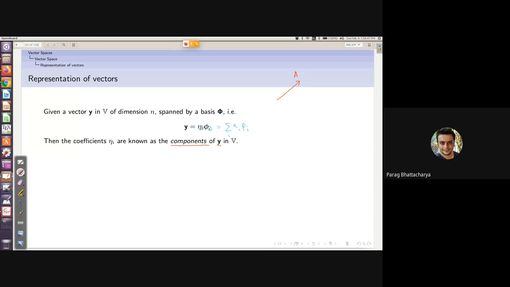The components are AX, AY, and AZ. You take the component AX and multiply it with X cap, you take the next component and multiply it with Y cap, and you take the third component and multiply it with Z cap, and add them together. That gives you this vector. So these are the components.